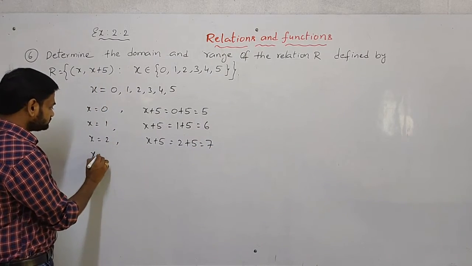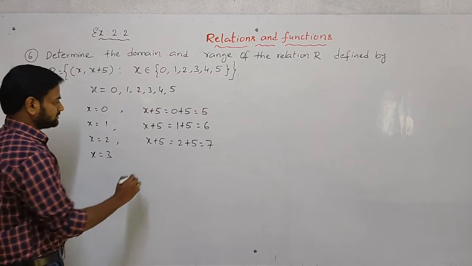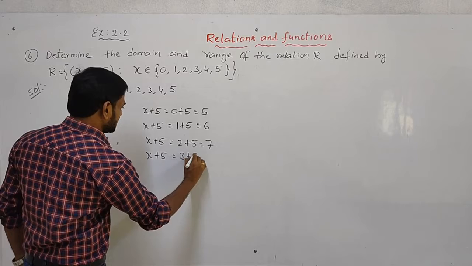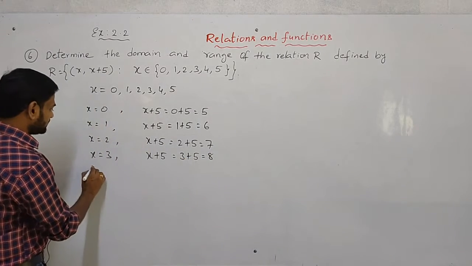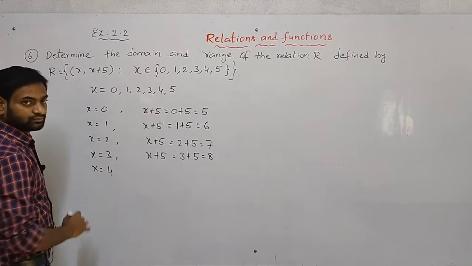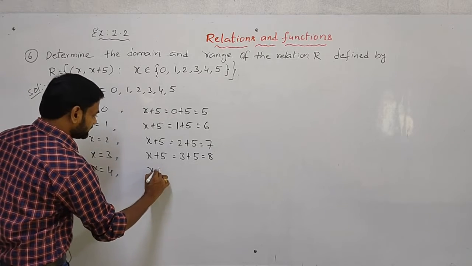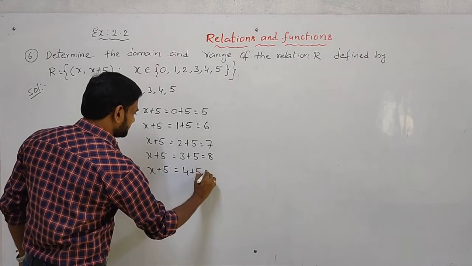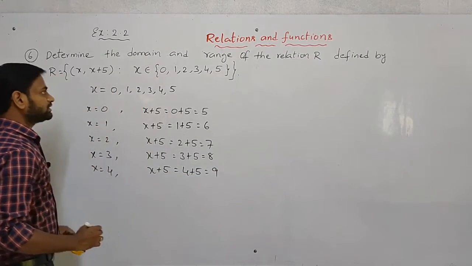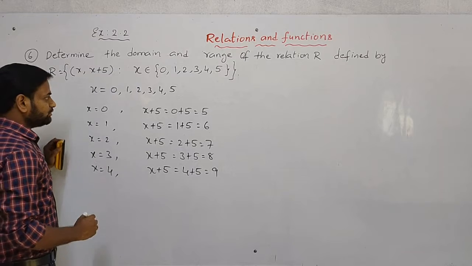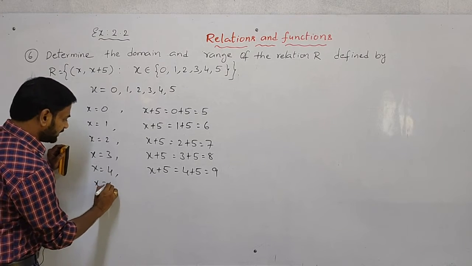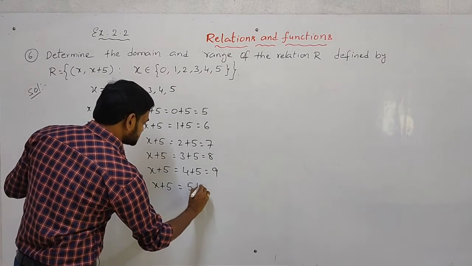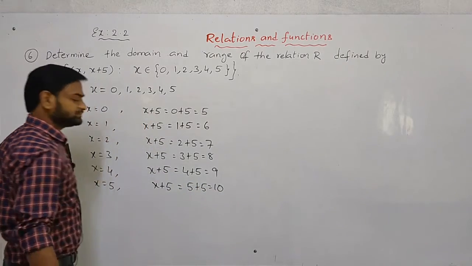Next, x equal to 3. Then x plus 5 is equal to 3 plus 5, that is 8. Next, x equal to 4. So x plus 5, that is 4 plus 5 is equal to 9. Next, and finally, x value is 5. So x plus 5 is equal to 5 plus 5, that is 10.